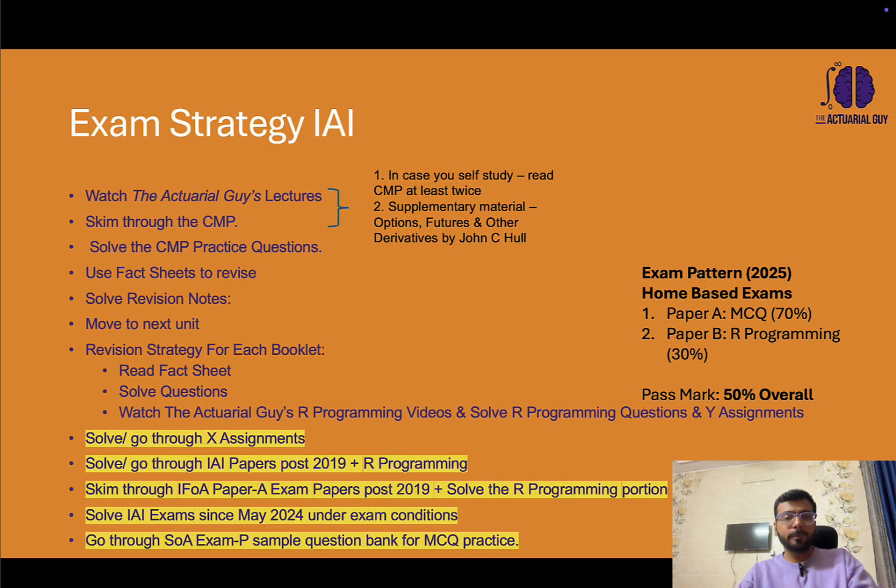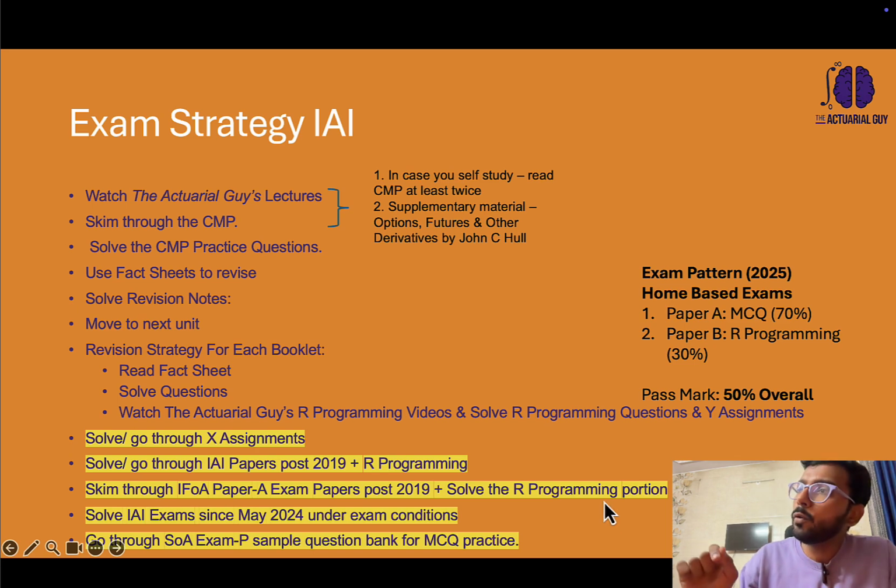Now moving to IA, the strategy is very similar. The only thing is that I would recommend a couple more things. Since this is an MCQ exam, your focus should only be on the final answer, and not on the method.